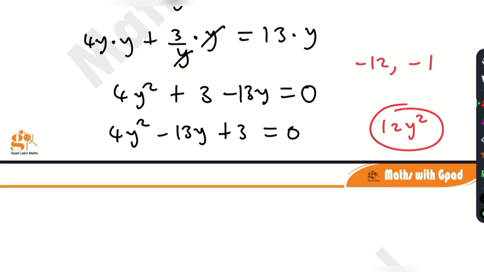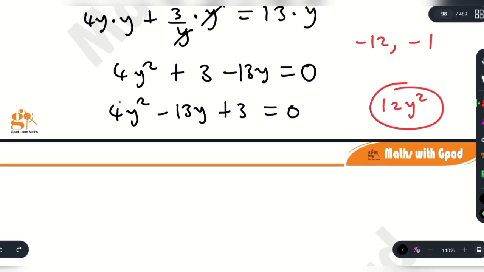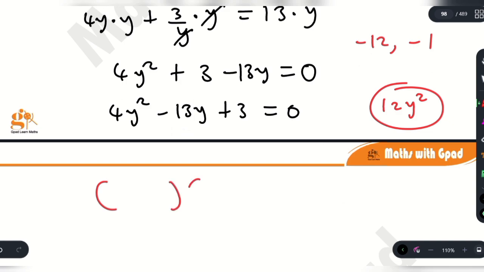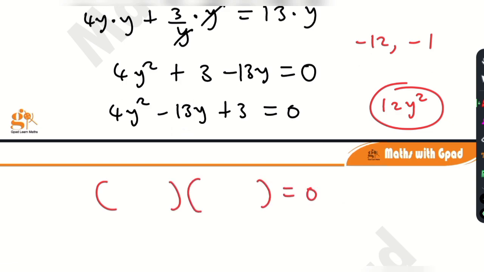Now, there's a shortcut I can implement here. In case you don't know about it, let me show you. Because this one is 4, usually you will not open two brackets and just put in the two factors. If you put y here, you put y here.